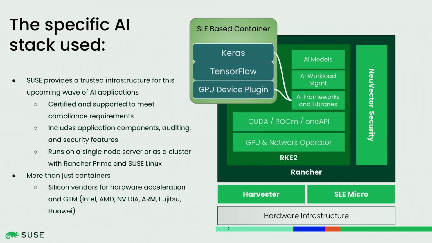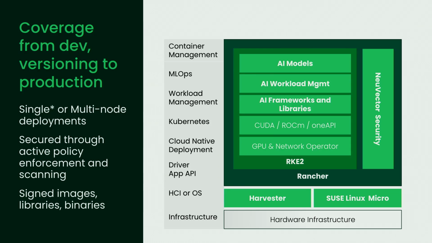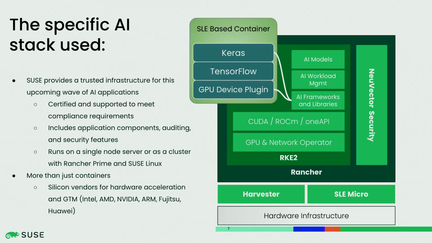So when you plug it into the stack, it looks like this. I like the way the slide looks, but it's a descriptive slide. Because what you see here is the AI stack that we showed before, which is really a SUSE stack. This is SUSE infrastructure, all in all. When I create the SLE-based container with Keras TensorFlow and the high-speed GPU plugin enabled in it, I'm giving the stack the flavor of AI that I need it to have for the purpose I want it to perform.